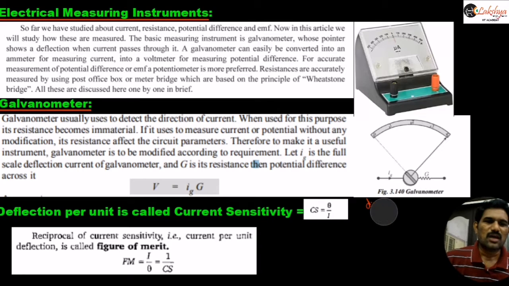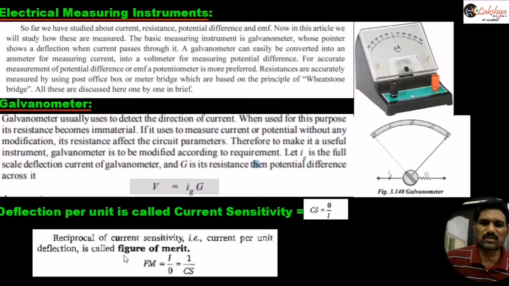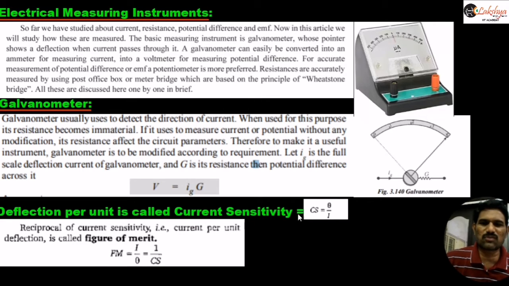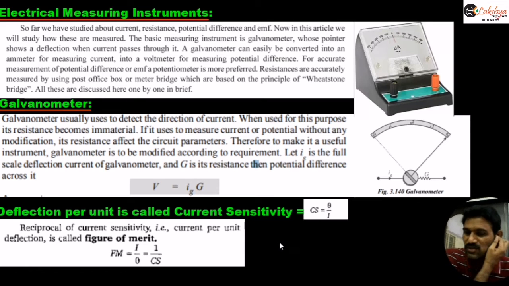Next, the reciprocal of this current sensitivity is what we call the figure of merit. Here we write current sensitivity as theta by I, and here we write the figure of merit as I by theta. So current per division, that means ampere per division, is the figure of merit. More about current sensitivity and figure of merit we will discuss when we discuss the working of the galvanometer, right? For now just learn the definitions. Current sensitivity is deflection per unit current, and the deflection produced in the galvanometer is directly proportional to the current passing through it. The figure of merit is the reciprocal of this.